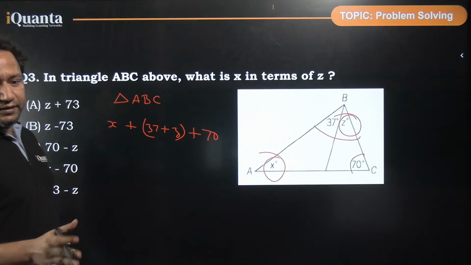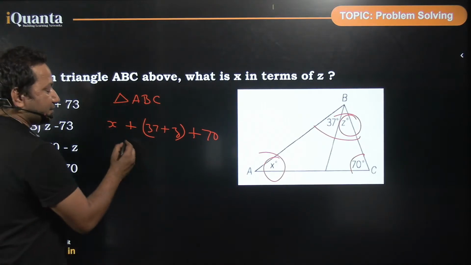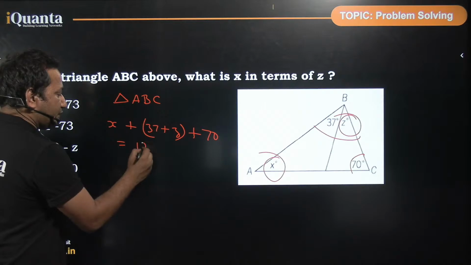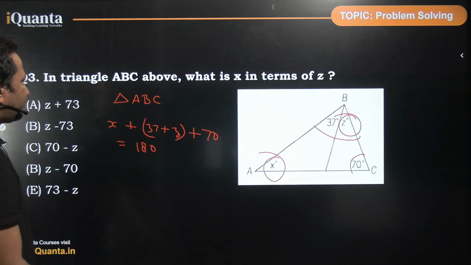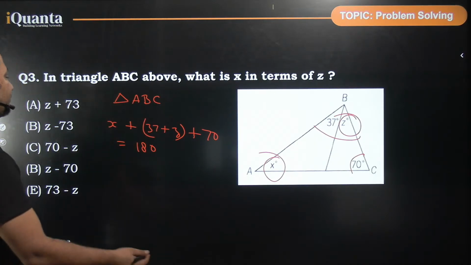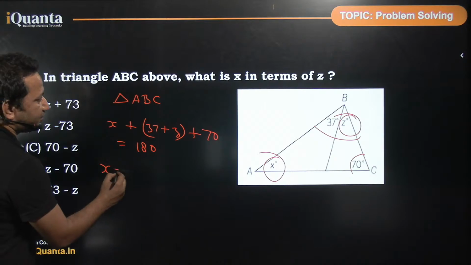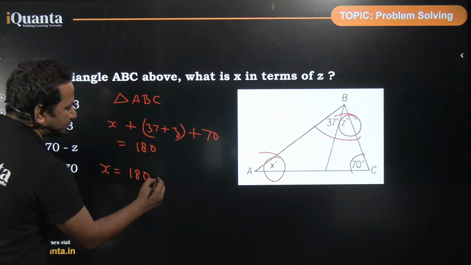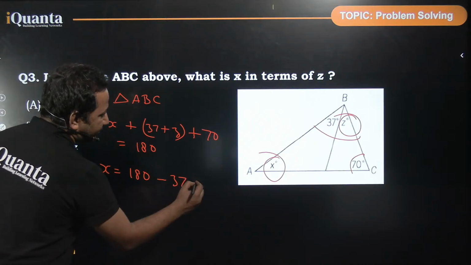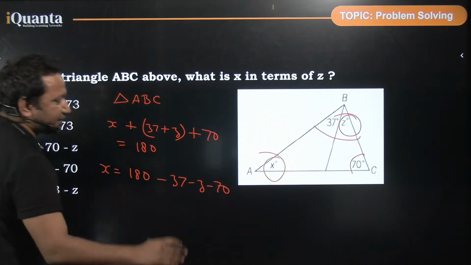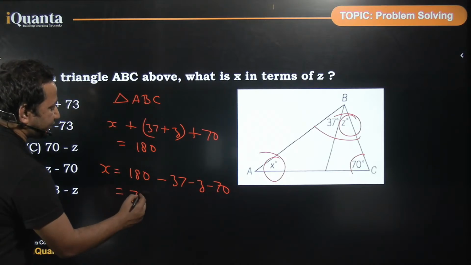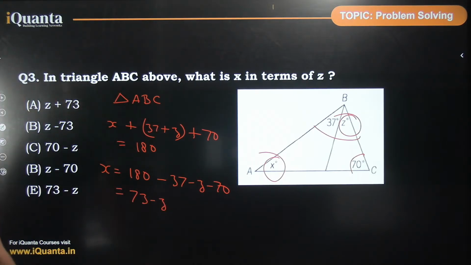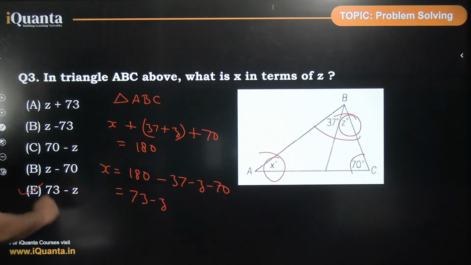Sum of the interior angles of a triangle is always equal to 180 degrees. All right. So let's solve for x. So x will be equal to 180 degrees minus 37 minus z minus 70, bringing everything towards the right hand side. This is what we get. All right. So this comes out to be 73 minus z. That is option E.